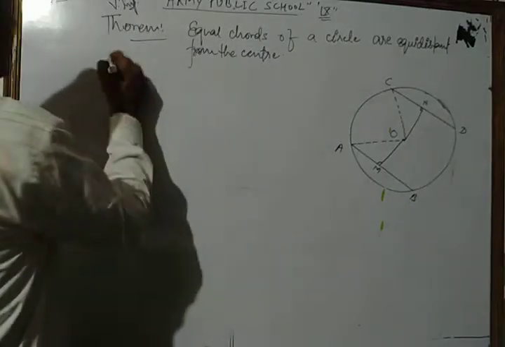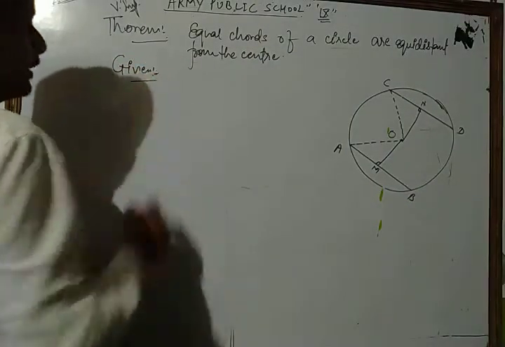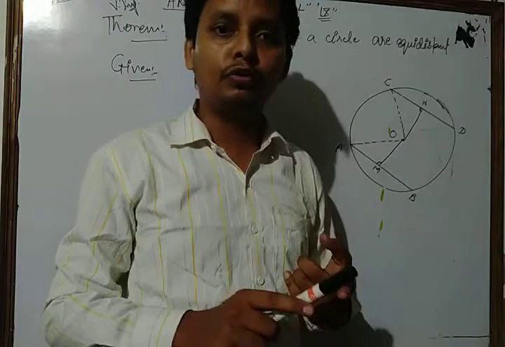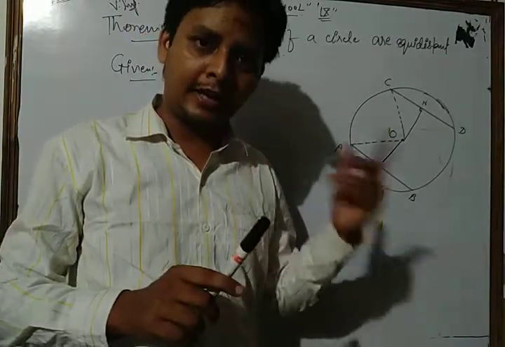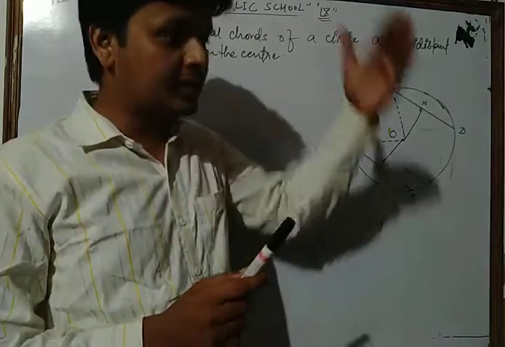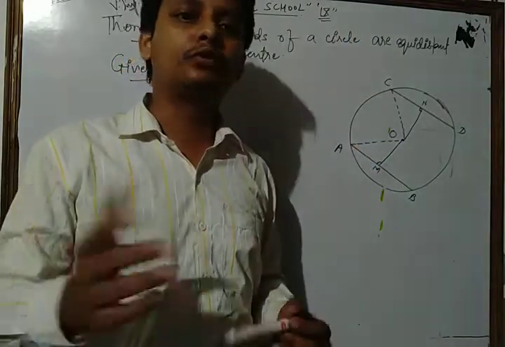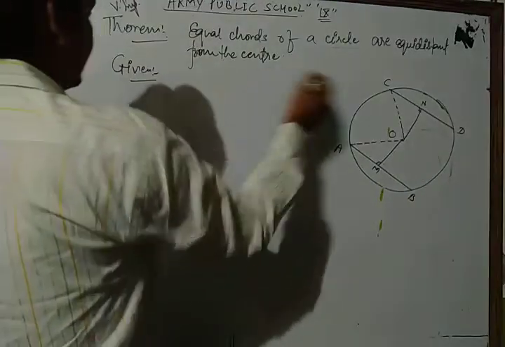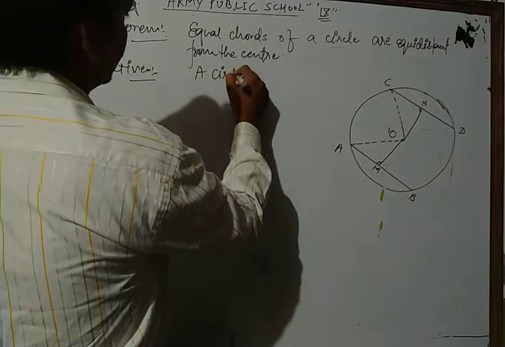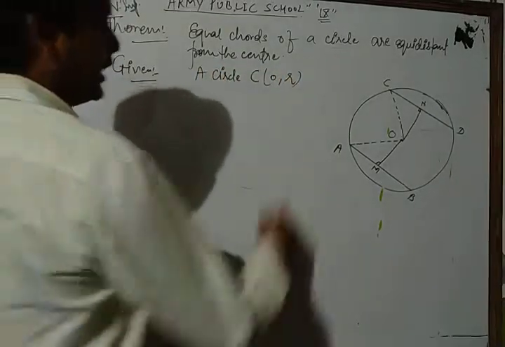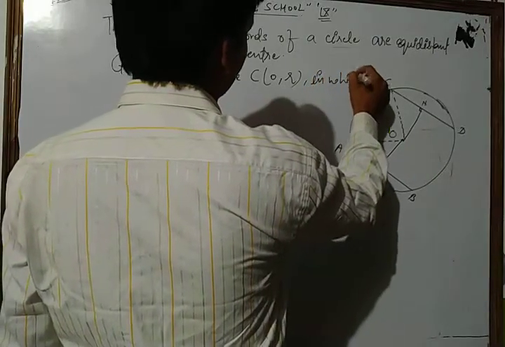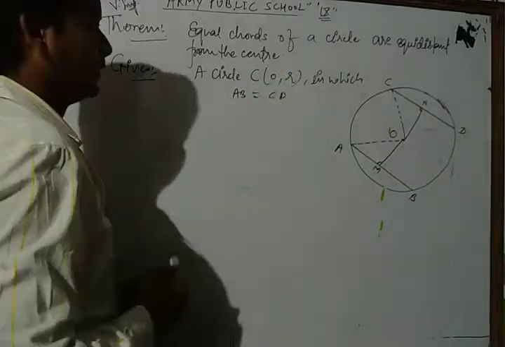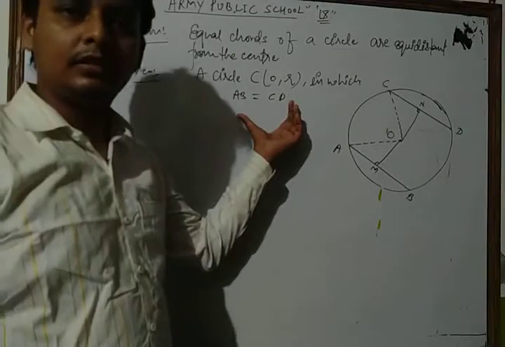Let's see. First of all we write Given. So dear students, in proving any type of theorem, first of all you write given, then you write to prove, then you write construction if any, then you write proof. So this is the sequence of proving any type of theorem. So here, first we write what? Given. Here we write: a circle C with center O and radius R, in which chords are equal. That is, chord AB is equal to chord CD. Simply, this is given in our theorem.